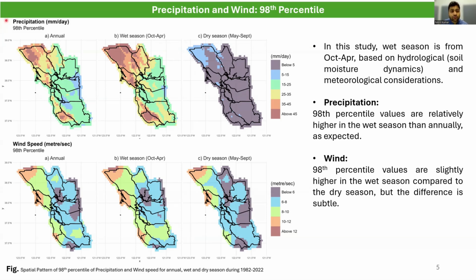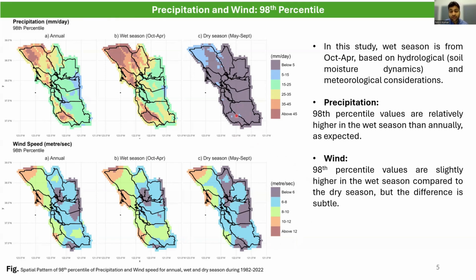This map illustrates the 98th percentile of precipitation, and this represents the 98th percentile of the wind speed. The first map represents the 98th percentile at an annual scale, the second one the wet season, and the third one the dry season. Similarly for the wind speeds as well. And this is the legend for both the 98th percentile for precipitation and wind speeds.